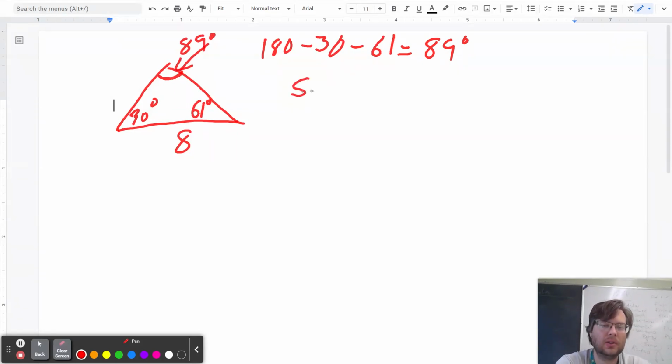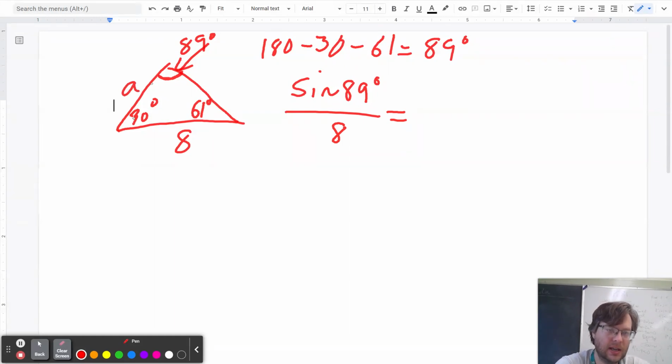So now I can use the law of sines because I've got my angle and I've got my side length that's opposite to it. Then if I've got 61, I can call this side A. And if I've got 30 degrees, I can call this side C or B or X. It doesn't really matter what letter I give it. So I can do sine of 61 degrees over A. And in a second, I'll go back and try to find the C value. So here, I'm trying to find the letter A.